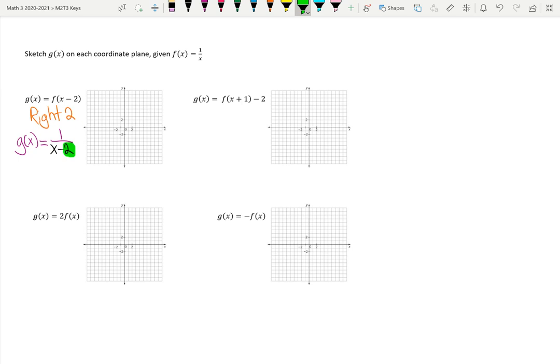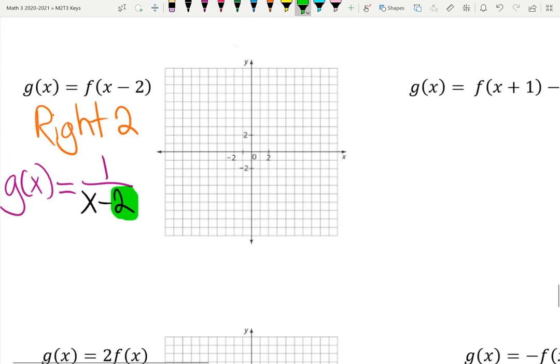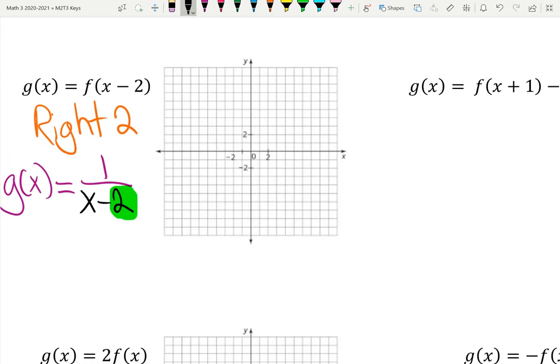So let's go ahead and graph this. The way I do it is I look at the original guy, which is 1 over x, and the two critical points are (1, 1) and (-1, -1). This is always the case, and I use the horizontal and vertical asymptotes to frame this rational graph.